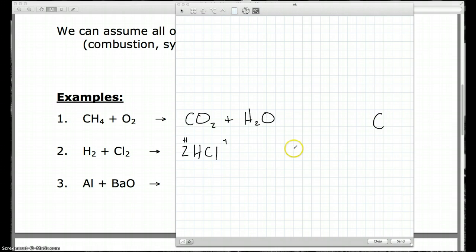And again, that was synthesis. You can just write S if you want. I'll know what you mean. Just don't put SR because that's single replacement. So we have two simple things coming together to make a compound.